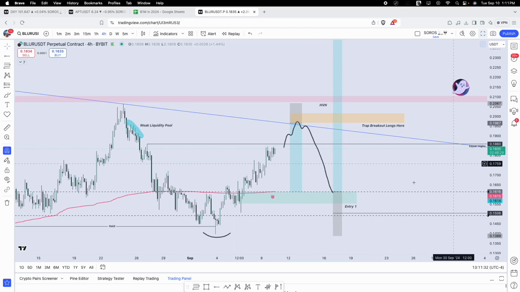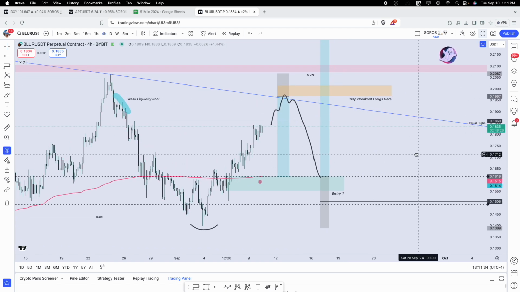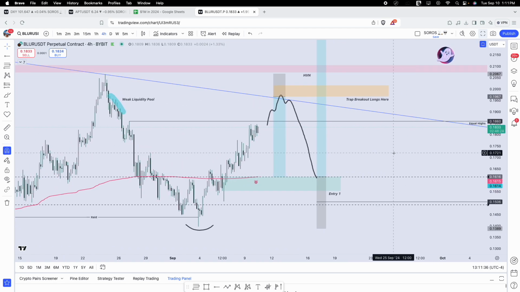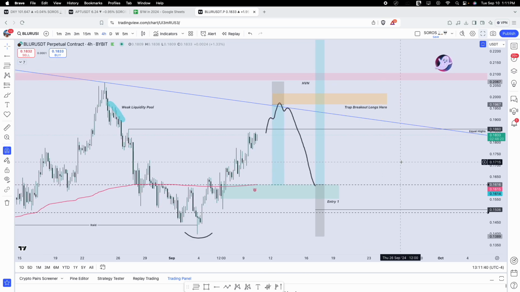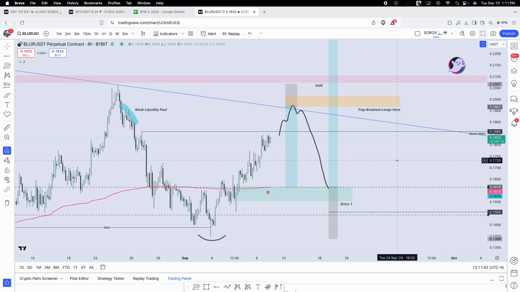But this is the trap short setup. It's one that I like to trade. It doesn't happen all the time. Sometimes you get full breakouts, usually with shit coins, but you know, high volume scam coins, they tend to do this more. So I'm just playing probabilities on this short.